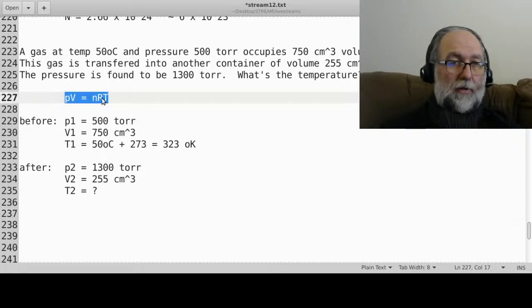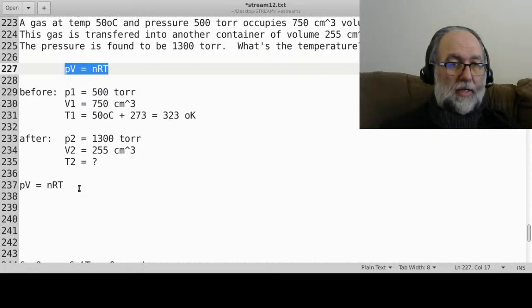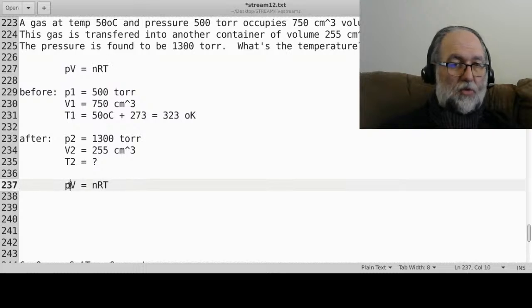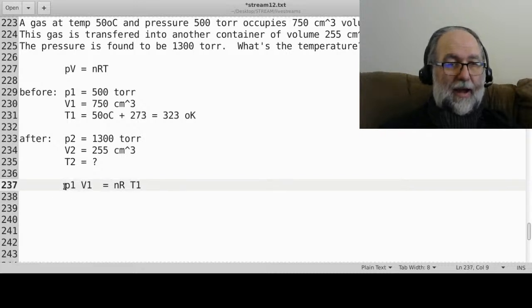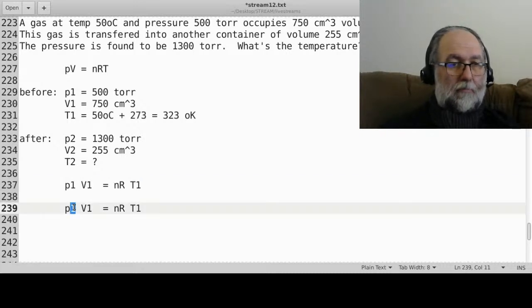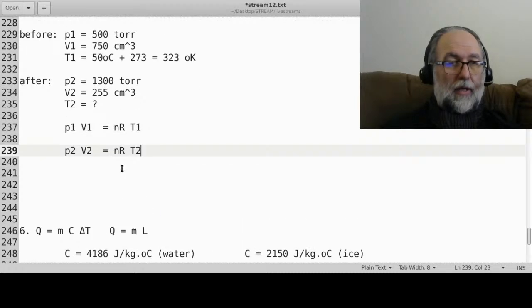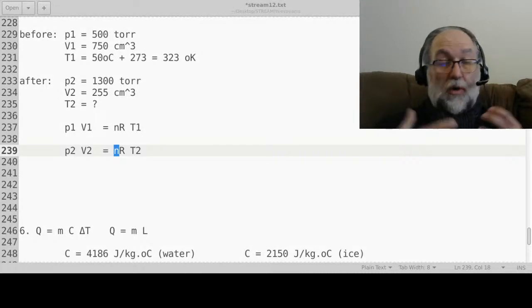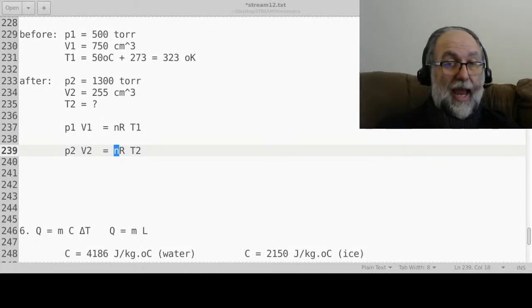Well, take a look at this equation here. I can write it twice. I can write it once for the before situation, P1, V1, nR, T1, and I can write it again for the after situation, P2, V2, T2, like that. Now, the n is the same because the n is the number of moles, and it's the same gas. It's not like I added gas or I removed gas, so they're the same.